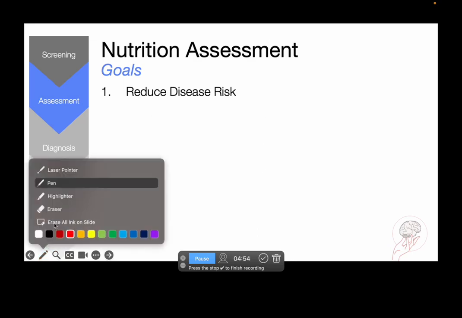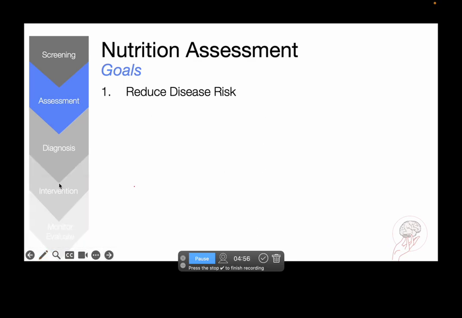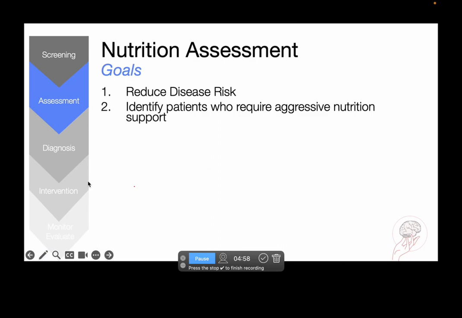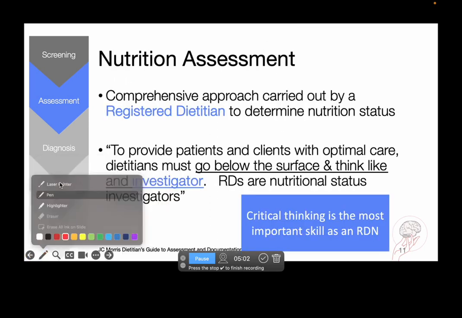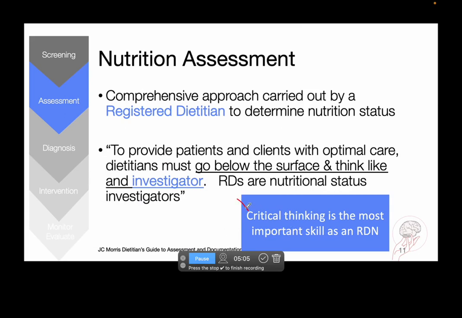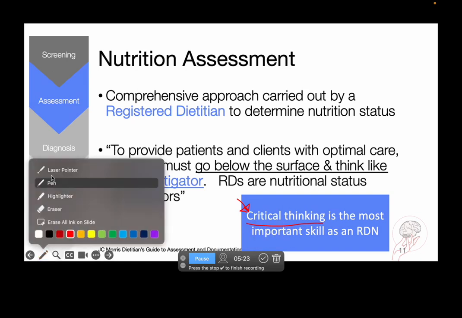Let me just highlight that critical thinking is the most important skill as an RDN. And that's what this class is going to be testing, critical thinking. So you will need to memorize things, but you'll need to memorize them in order to actively use them in critical thinking, not just to memorize them.